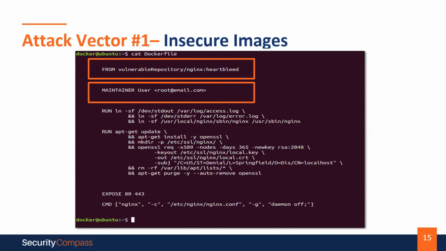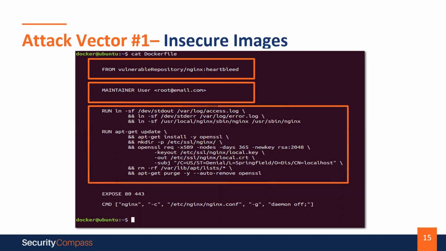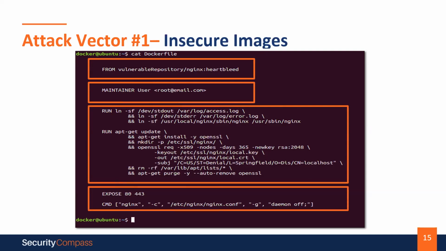The second command says who the maintainer of this repository is. It can be anything. And the third command says run these commands while building the image and install these packages on the base operating system. And then it asks to expose port numbers 80 and 443 when the image runs as a container, and run these further commands.